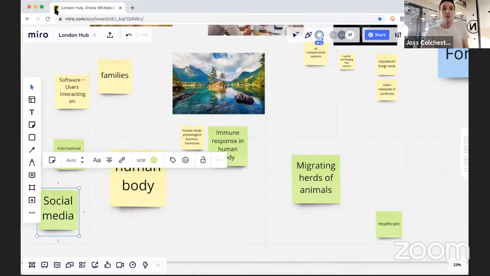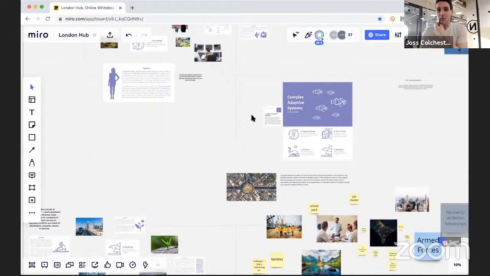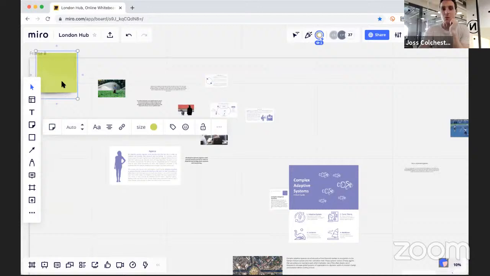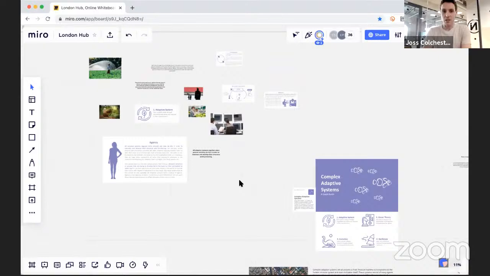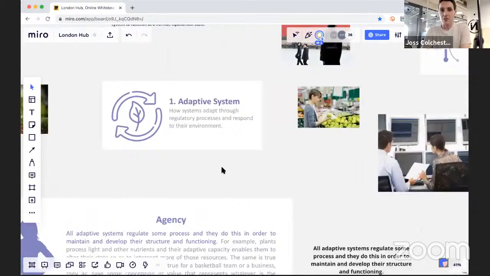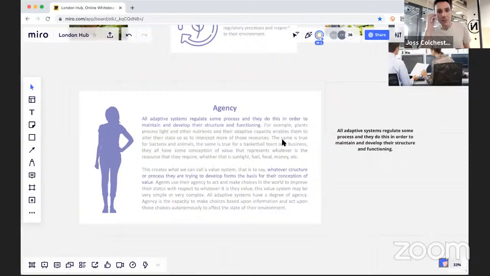Those are good examples. Hopefully you have a general sense of what we're talking about when we talk about complex adaptive systems. And now let's jump into looking a bit at how these things work and what's involved here. And the first thing, as we've said, is this idea of adaptation, right? And these agents in the system, obviously very critical, with the whole thing emerging out of these agents and their interactions. So all adaptive systems, like human beings, regulate some process, and they do this in order to maintain and develop their structure and function.